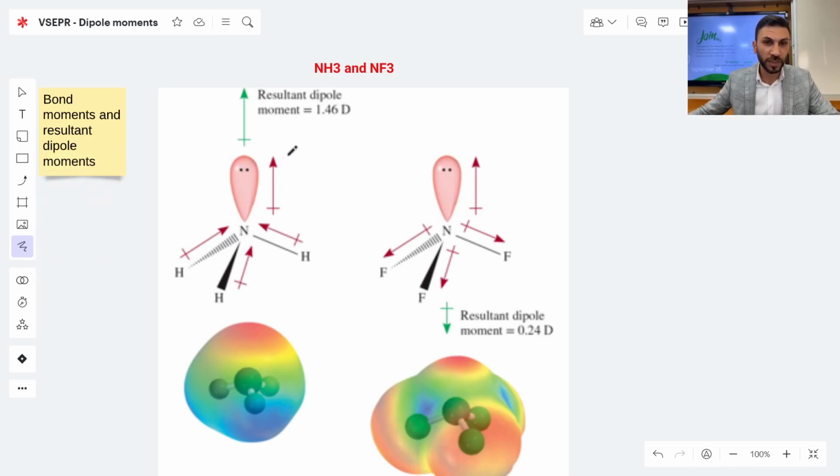Our example is about NH3 and NF3. As you can see here, we write these arrows. It means that the head of the arrow indicates or goes towards the atom with high electronegativity. We know that hydrogen is lower than nitrogen, which is lower than the highest electronegative atom in the periodic table, which is fluorine. And that's why the arrow is from the hydrogen to the nitrogen and from nitrogen to the electrons.